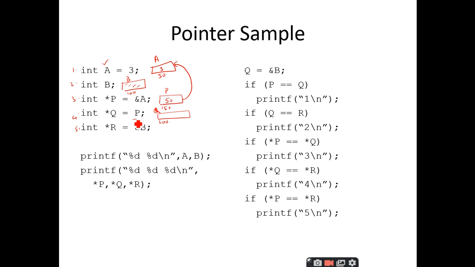Value of is something different from value at. Value of means what is the value present inside p. Value at means what is the value present at 50. So you should observe the difference. That is the reason why I am explaining this concept. So int *q = p. What is the value of q now? 50, sir. 50. Super, right?